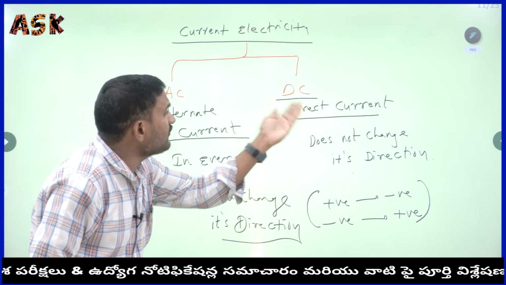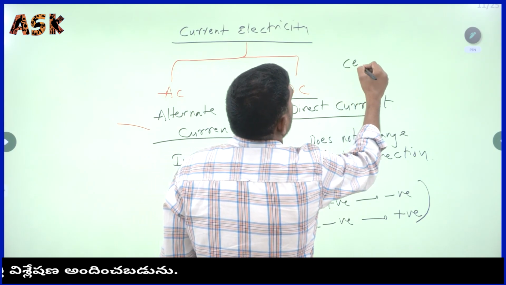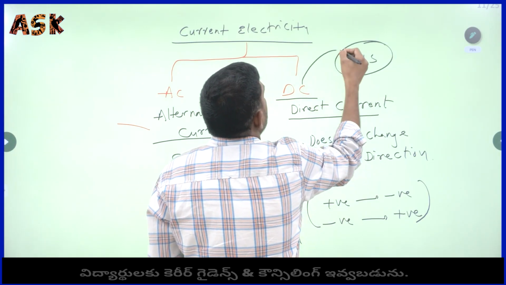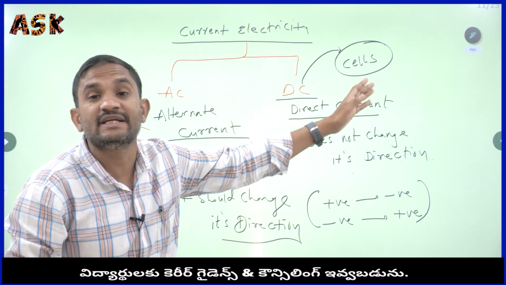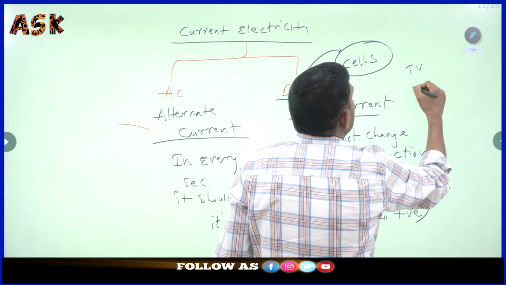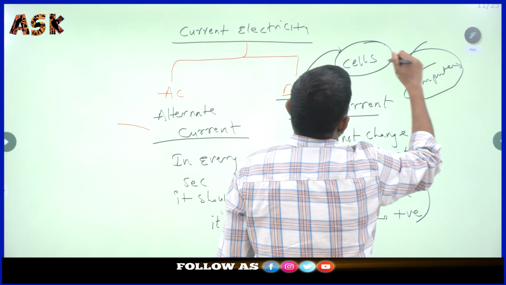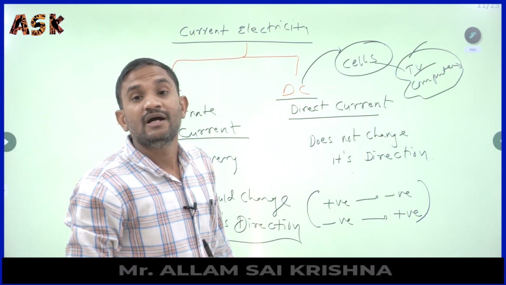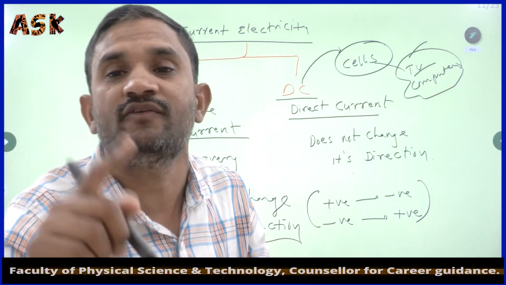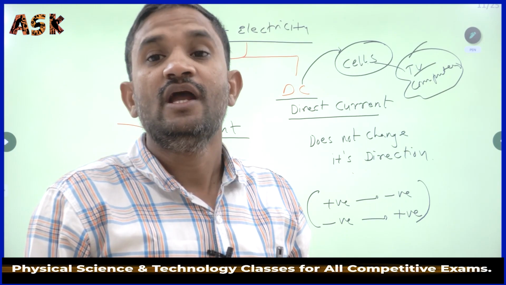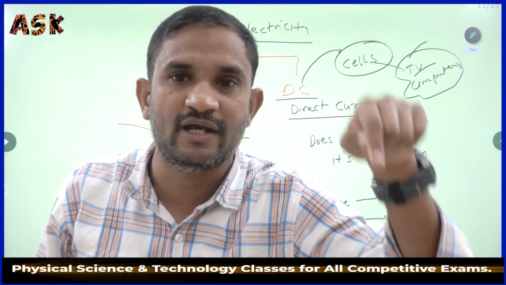Sir, where can we get this DC current? We get it from the cells only. This DC current we use in small electrical equipment like TV and computer. In our mobile phone, the current we are feeling is DC current only. We always use the charger to fill the current in our smartphone or mobile phone.